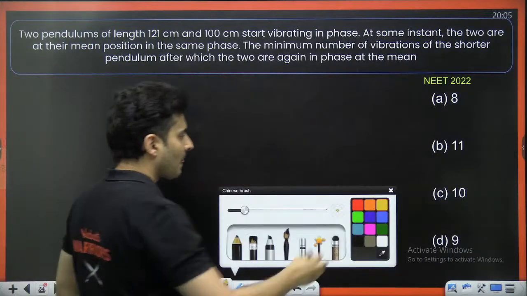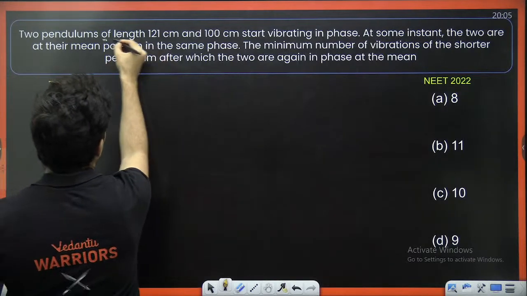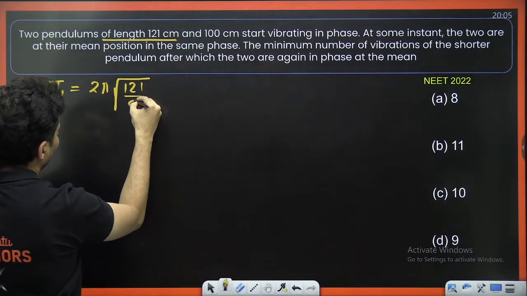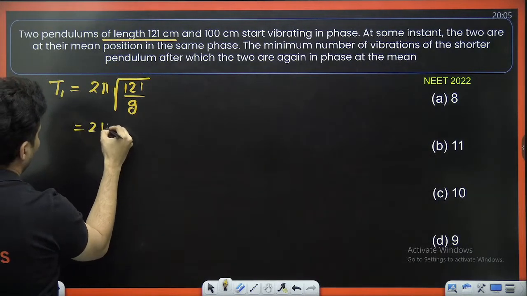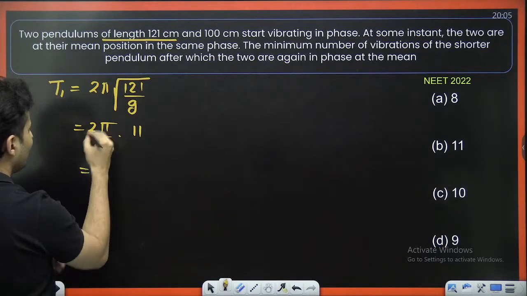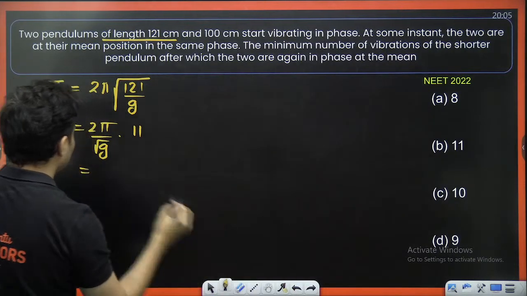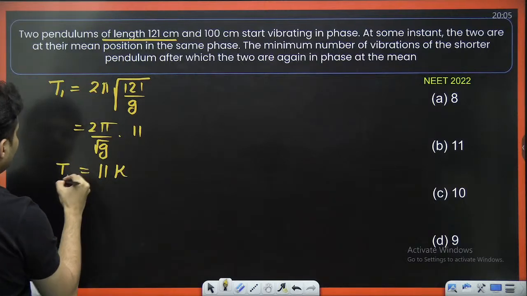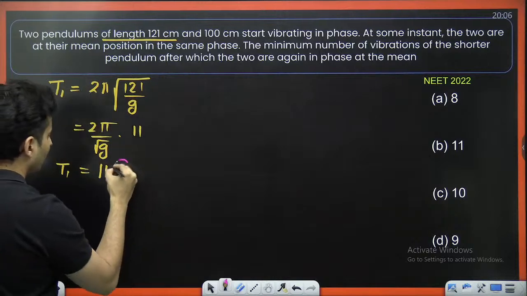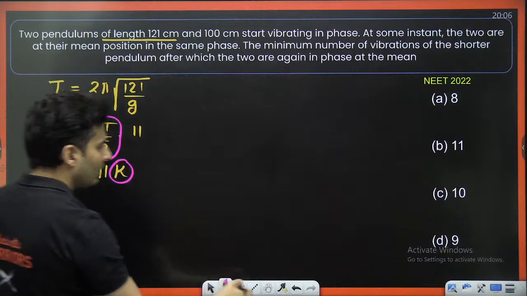That's the question. All right, so here is what we do. Time period of the first pendulum is 2 pi root 121 by g. 2 pi by root g, I'll keep it as it is. Root 121 is 11. So this I will put as some constant. I can call this k. So T1 is 11k, where k is this whole value.